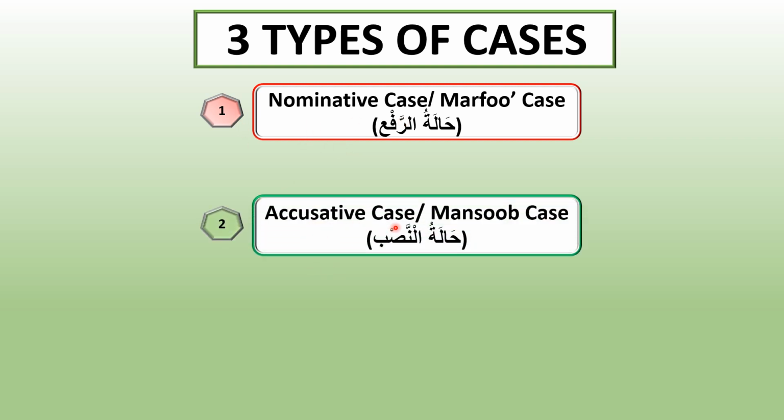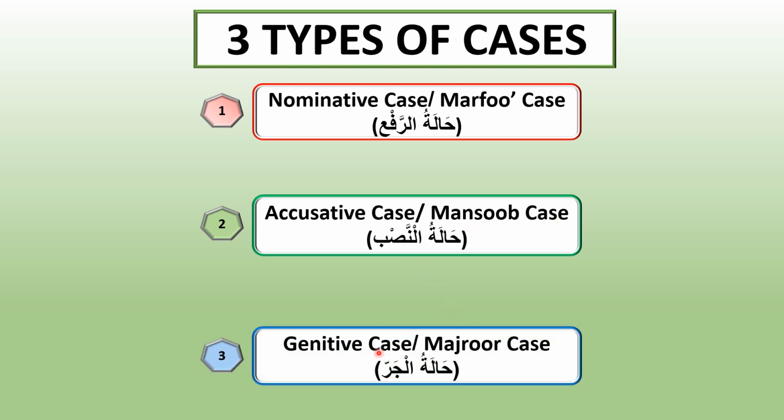Number two is accusative case. We can also call it the mansub case, halatul nasb. And number three is the genitive case, majroor case, halatul jar. Now raf is another word for dhamma, nasb is another word for fatha, and jar is another word for kasra. So normally people learn dhamma, fatha, and kasra. Today we also learn raf, nasb, and jar. Now these will then be explained individually in the lessons to come, inshallah ta'ala, so that you will get a holistic understanding of the concept of case in Arabic.